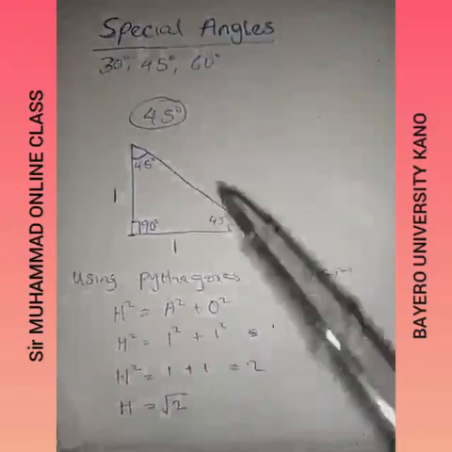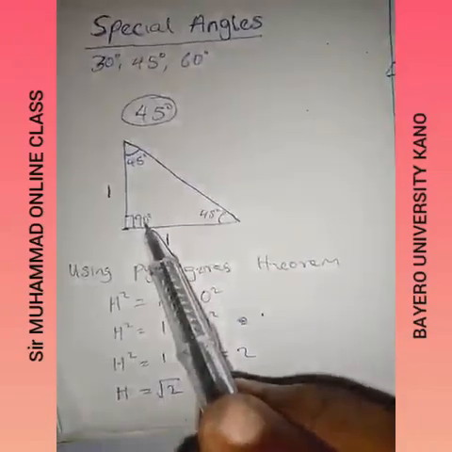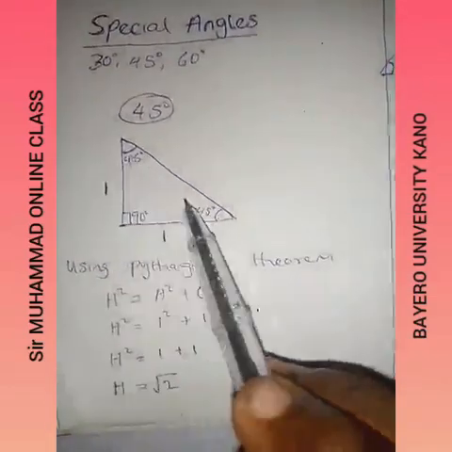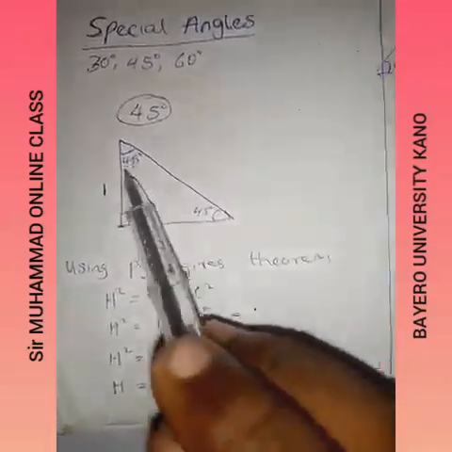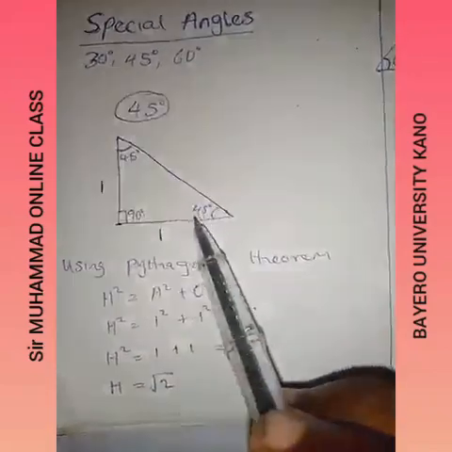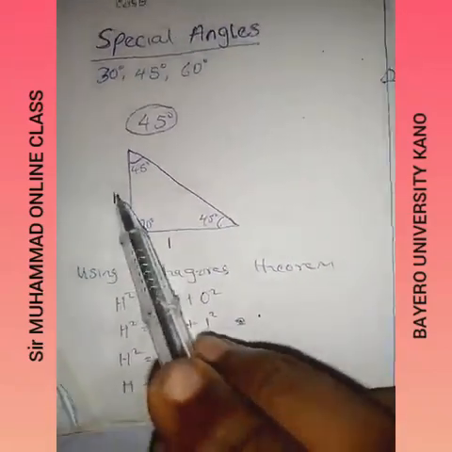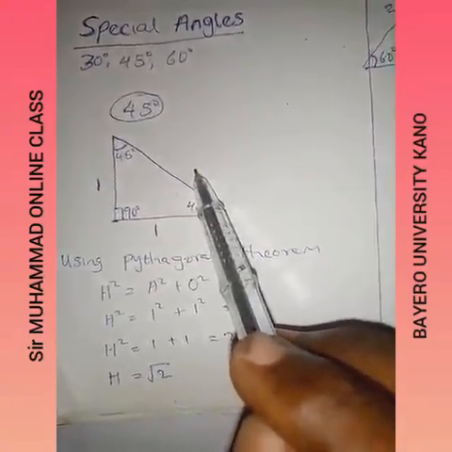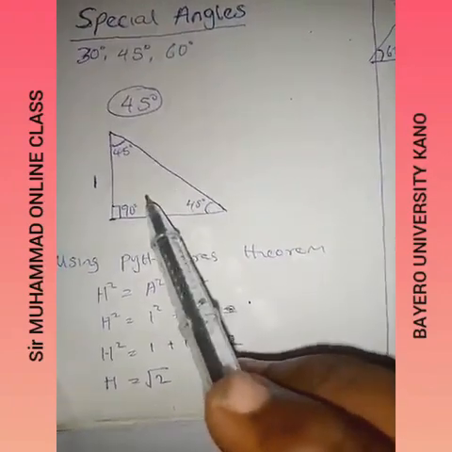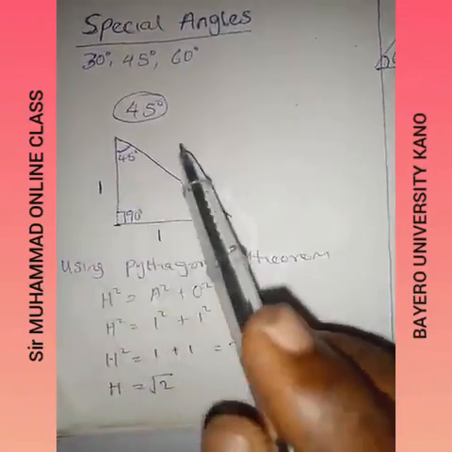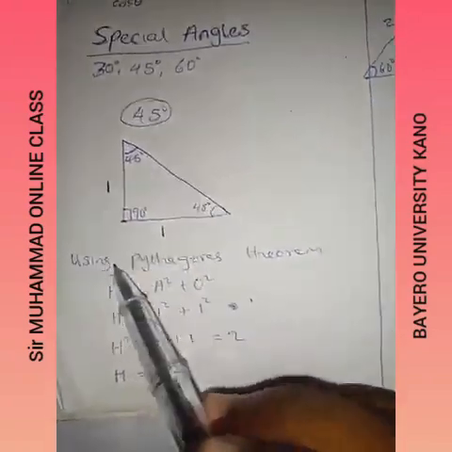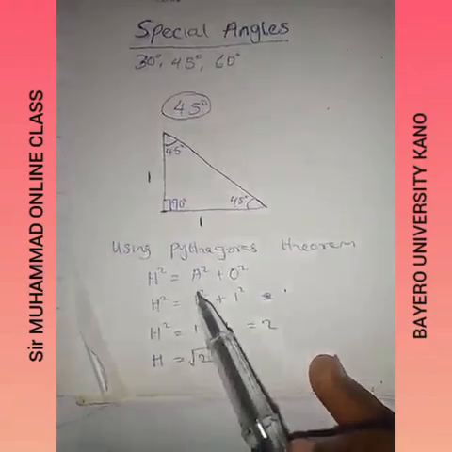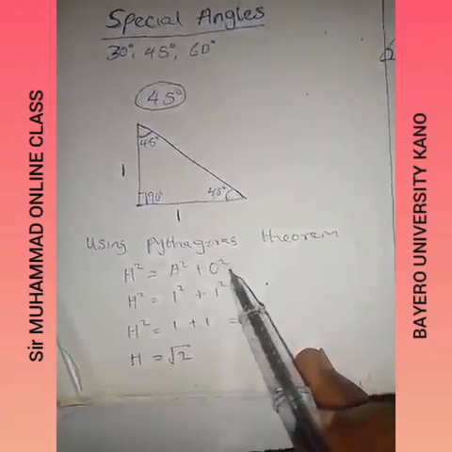In dealing with 45 degrees, you need a right angle triangle with two angles equal. So here we have 45 degrees, here we have 45 degrees. If here is 1, what will be this place? Let's see how we can get that. Using Pythagoras theorem, this is the hypotenuse, and the square of the hypotenuse is equal to the square of the adjacent plus the square of the opposite.